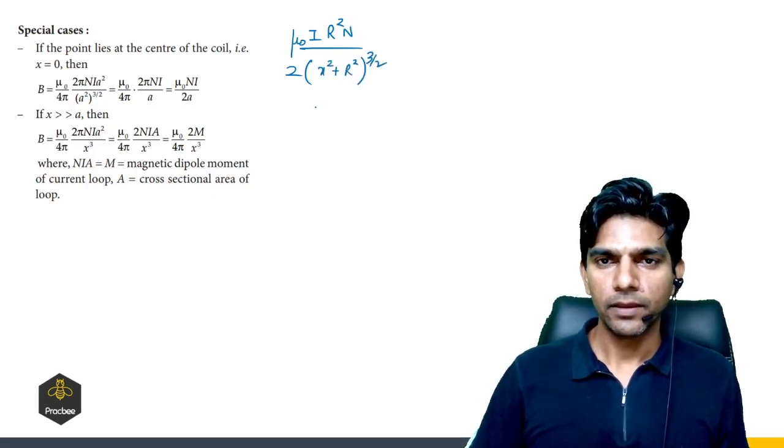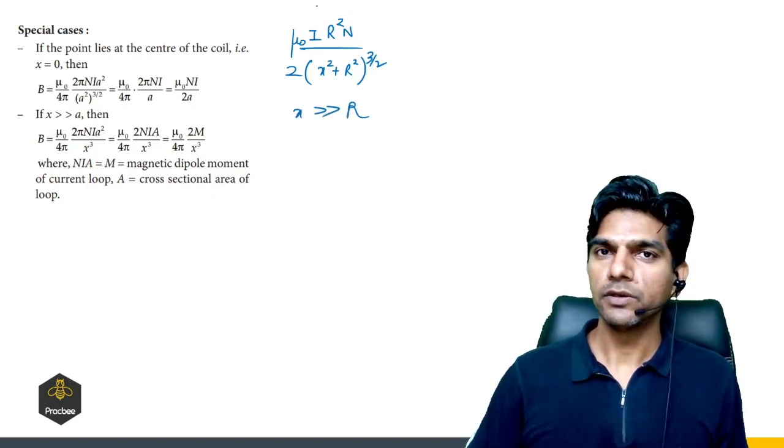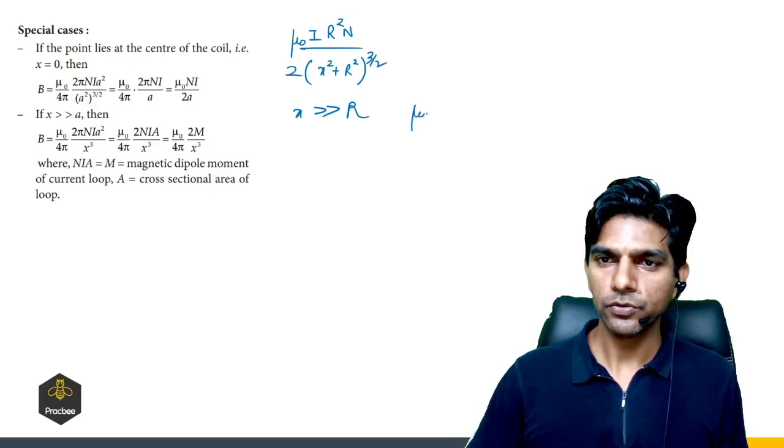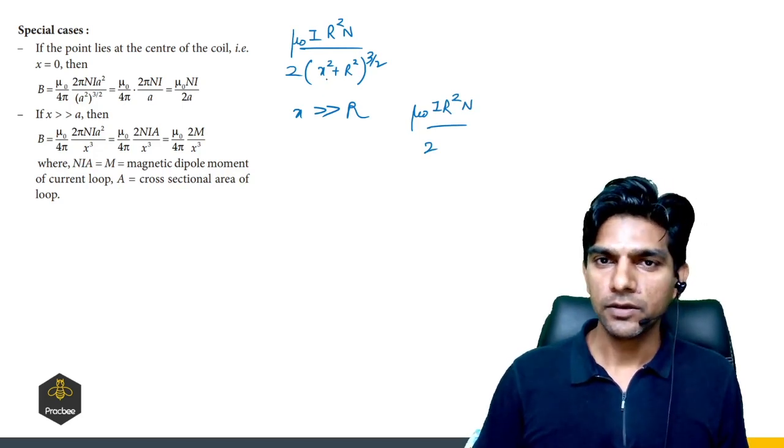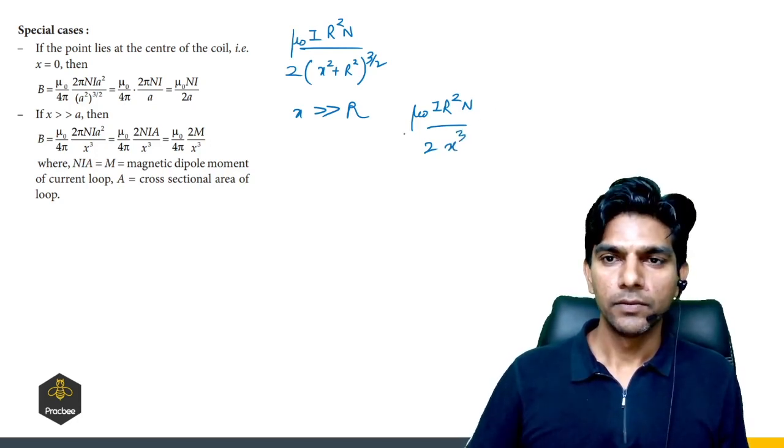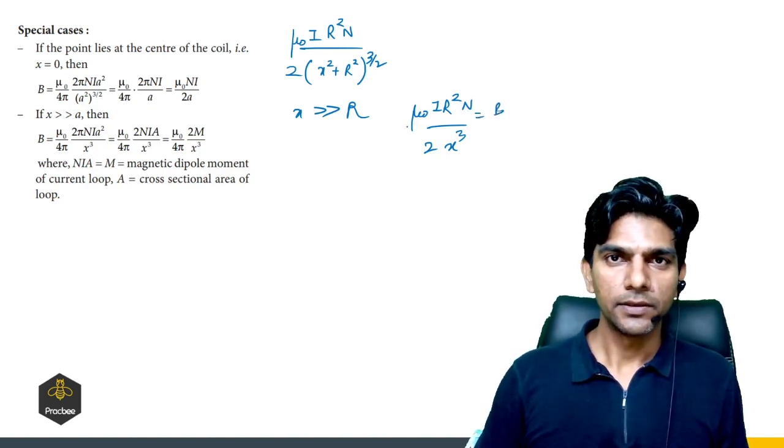Now, if x is very large in comparison to r, then this formula will reduce to mu naught I r square n upon 2. So we can ignore r in terms of x in the denominator, so this will become x raised to power 3. Got it? So the magnetic field becomes this.